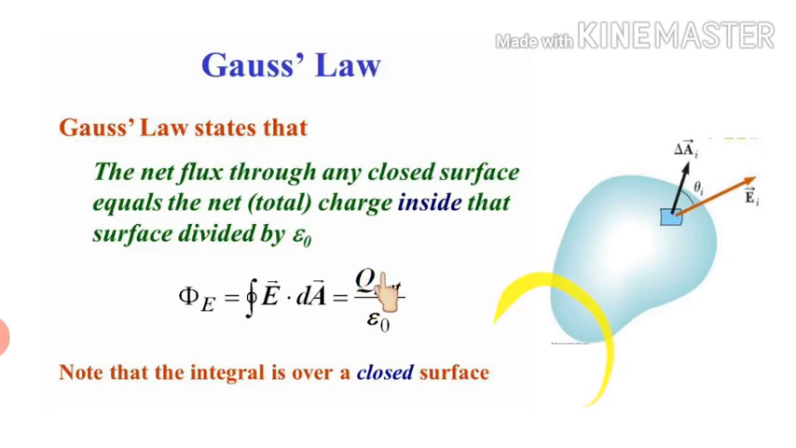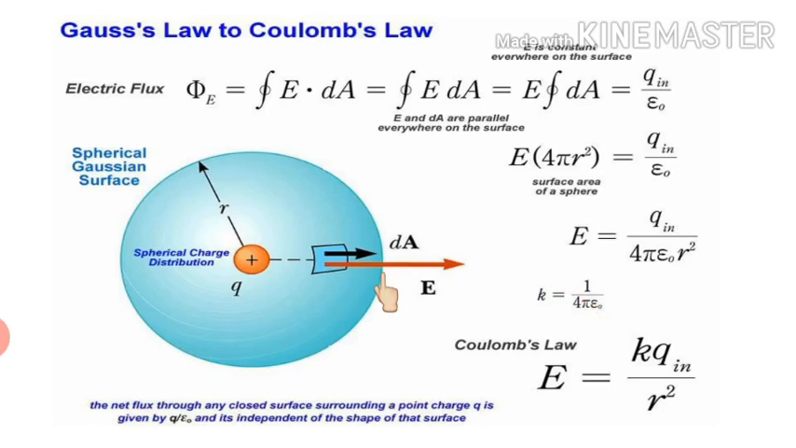So please remember, it's a statement that flux is 1 upon epsilon naught times the total charge enclosed within that surface. Okay, now how to derive Coulomb's law with the help of Gauss law. Here we have considered a positive charge Q and a Gaussian surface that is spherical in shape. What is a Gaussian surface? A Gaussian surface is any hypothetical surface which is closed. Whenever we use Gauss theorem, we need to choose a Gaussian surface. So here we are talking about this positive charge Q, and we have chosen a Gaussian surface which is spherical in shape and whose radius is R.